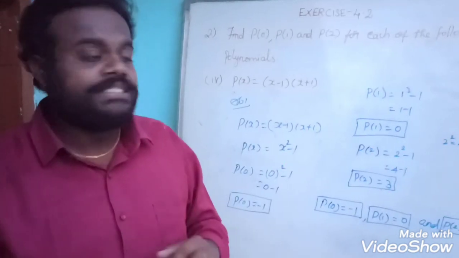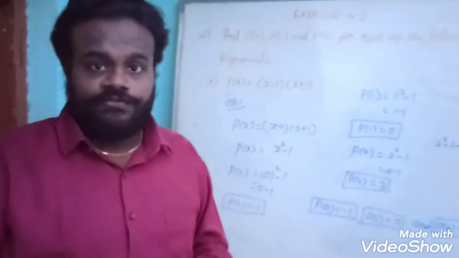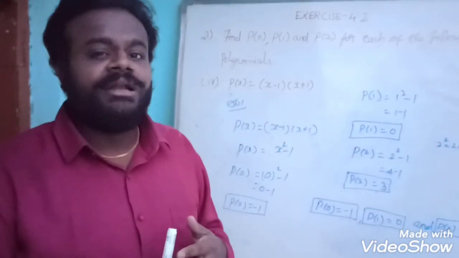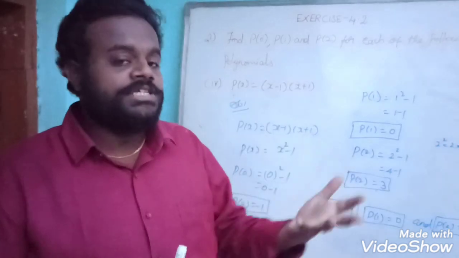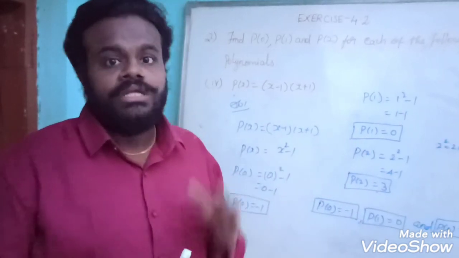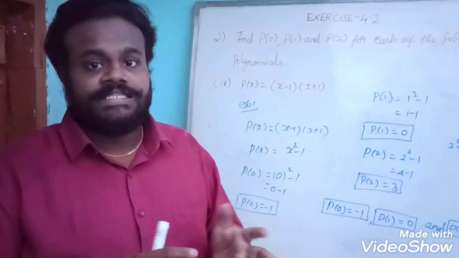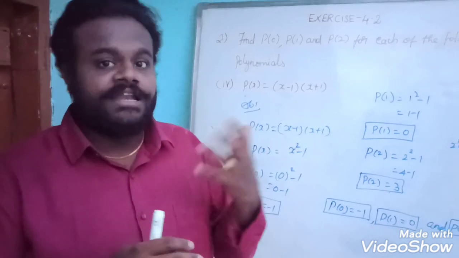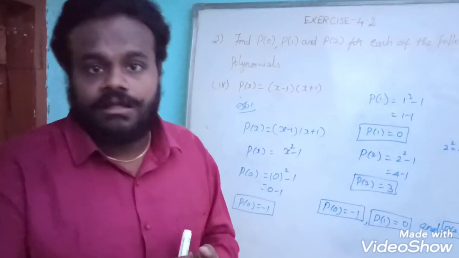So in the next class we will see Roman letter 3, 4 and the remainder theorem. Remainder theorem is nothing but the division algorithm: p of x equal to g of x into q of x plus r of x. That should be a divisor, dividend, quotient and remainder combination.